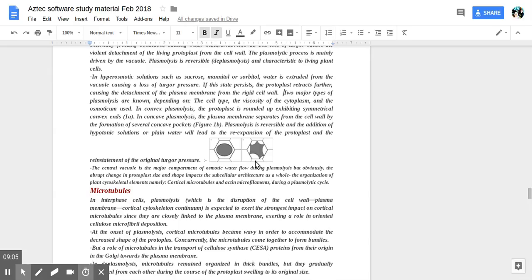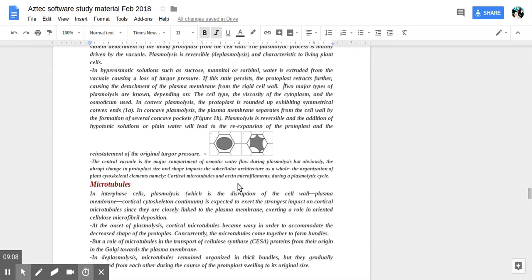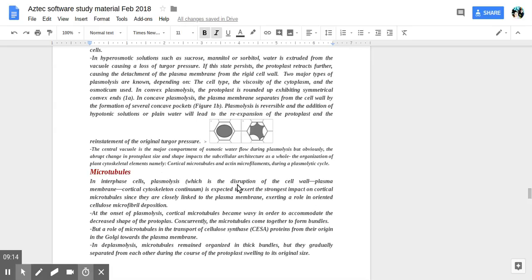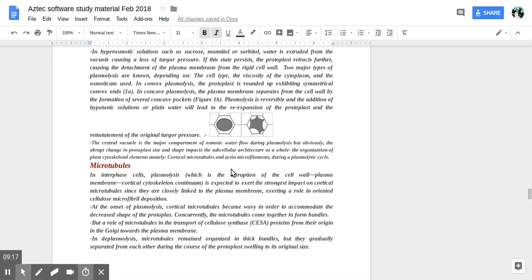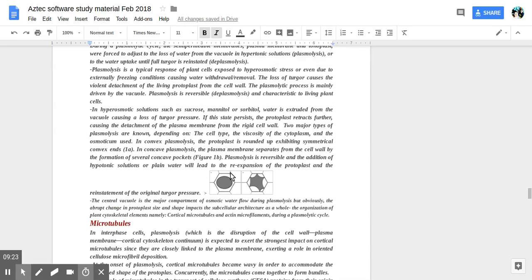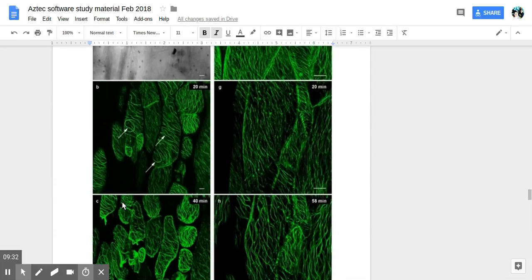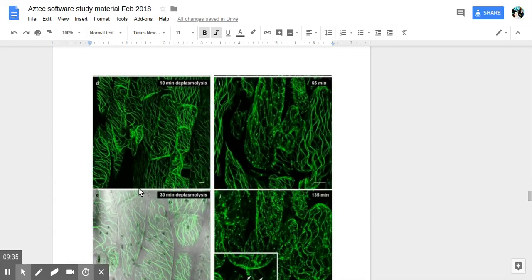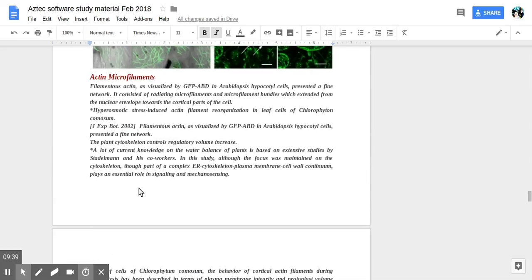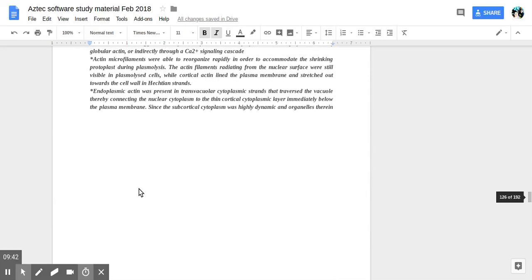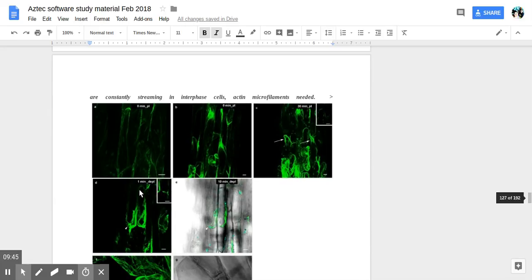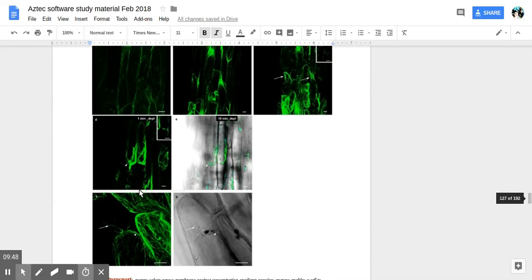Once again, the abrupt change in protoplast size and shape impacts the subcellular architecture as a whole, including the organization of plant cytoskeletal elements, namely the microtubules and actin microfilaments, during a plasmolytic cycle. In the next section, we're going to touch on what microtubules and actin filaments are. This is what the microtubules look like in the microscope, stained green, and the actin filaments look like this under stain.